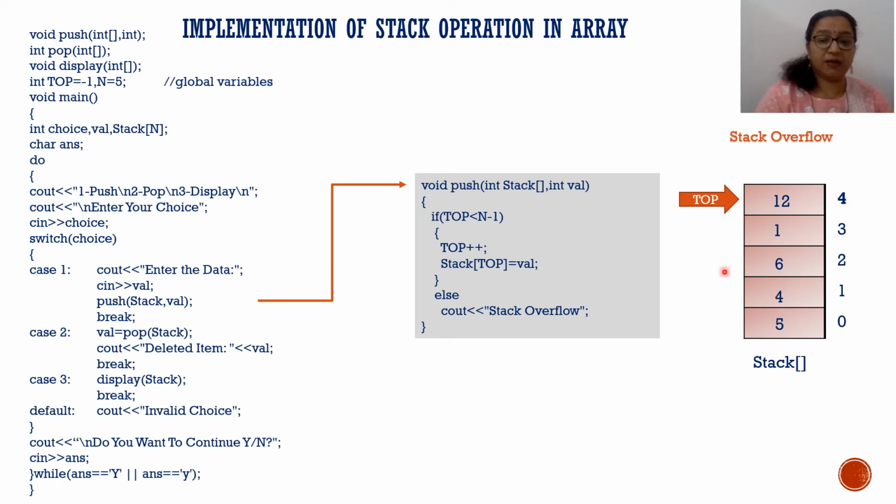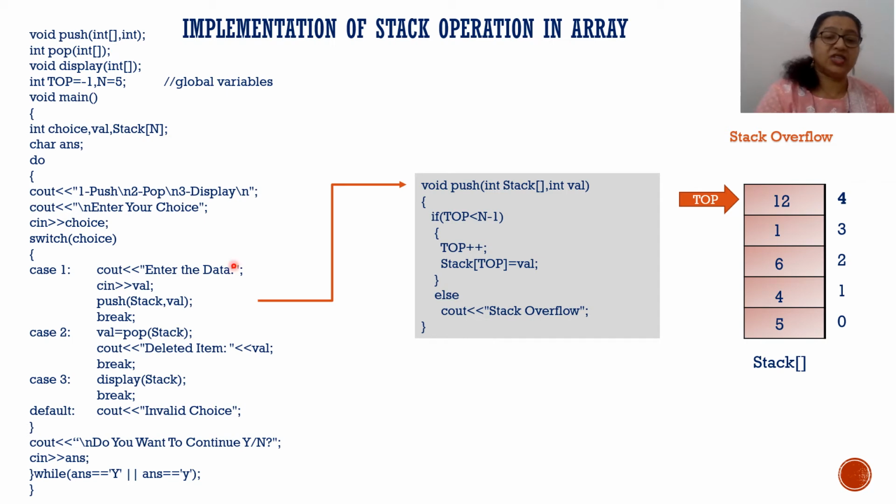Then again top incremented, again top incremented, again top incremented. We press case 1 again, so we will get stack overflow because top is equal to n minus 1. That means the stack is overflow. Clear? So this is the push operation.